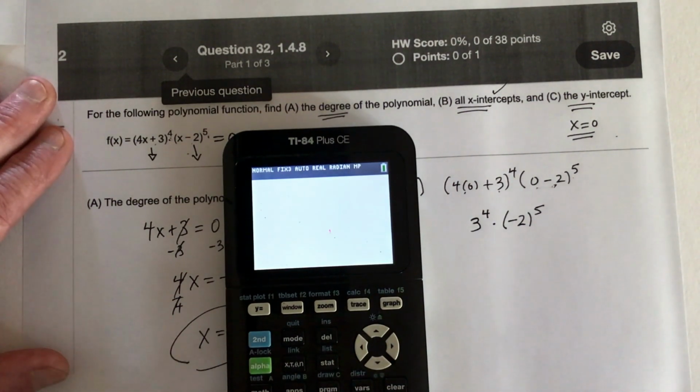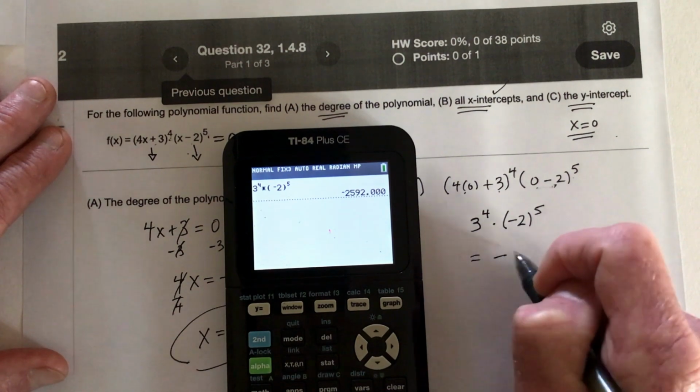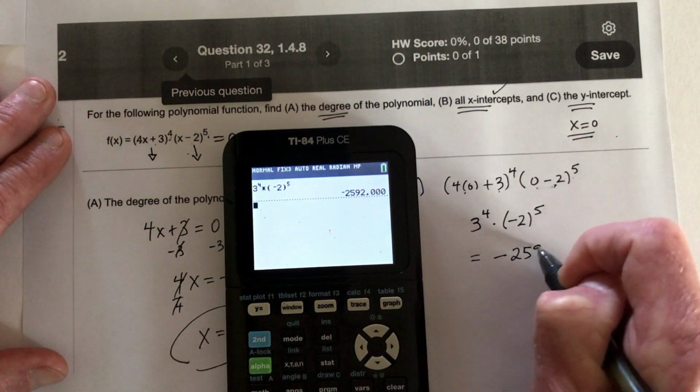I'm going to use a calculator. So 3 raised to the 4th, and then times, parenthesis, negative 2 raised to the 5th. And then that is a negative 2592.